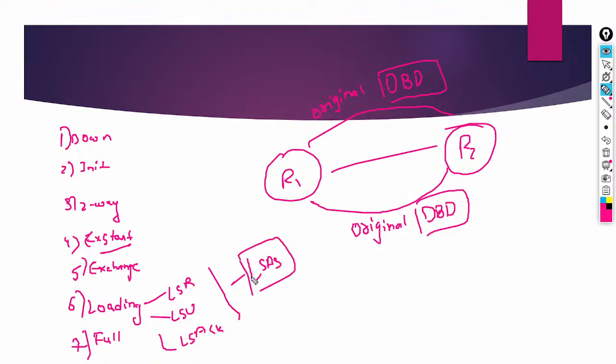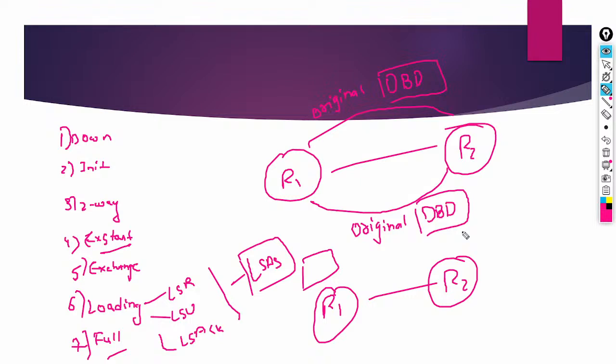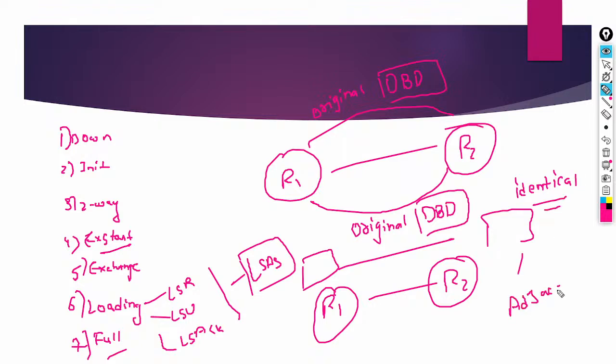And once everything has been exchanged, the routers are considered to be in the Full state. And in the Full state, what happens? The routing tables of R1 and R2 become the same. That is known as identical. The routing tables will be identical to each other, and this condition is known as adjacency.